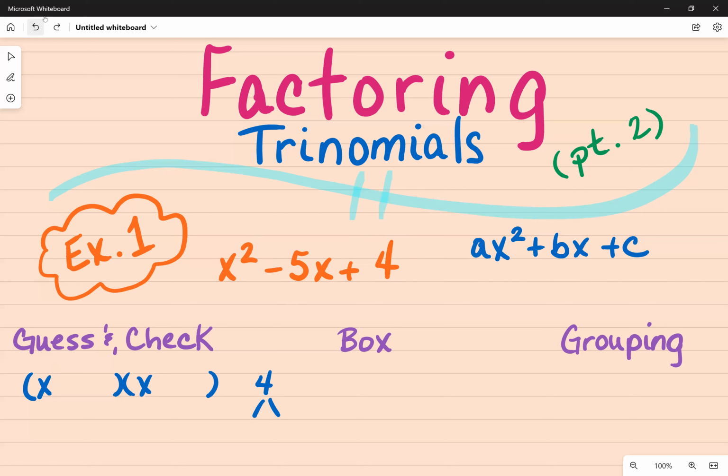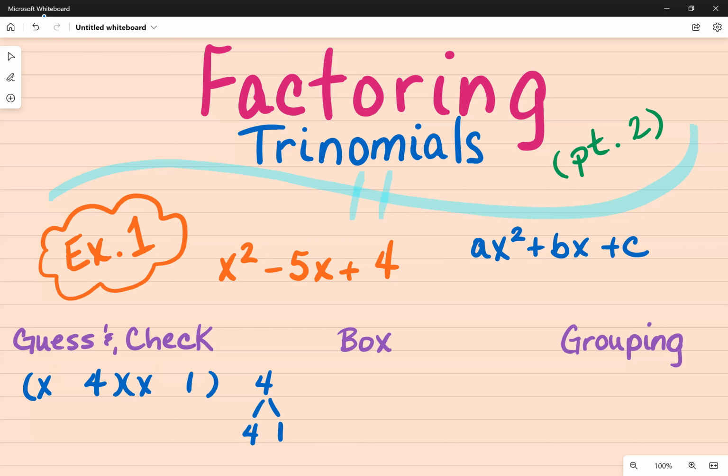So we know that we can multiply 2 times 2, and that would give us 4. But if we were to add it, would it give us -5? No, it wouldn't. So we know that those are not the answers that are going to go inside of our parentheses. How about 4 and 1? Well, if you manipulate the signs, yes, that would work. There is a pattern that will work for you.